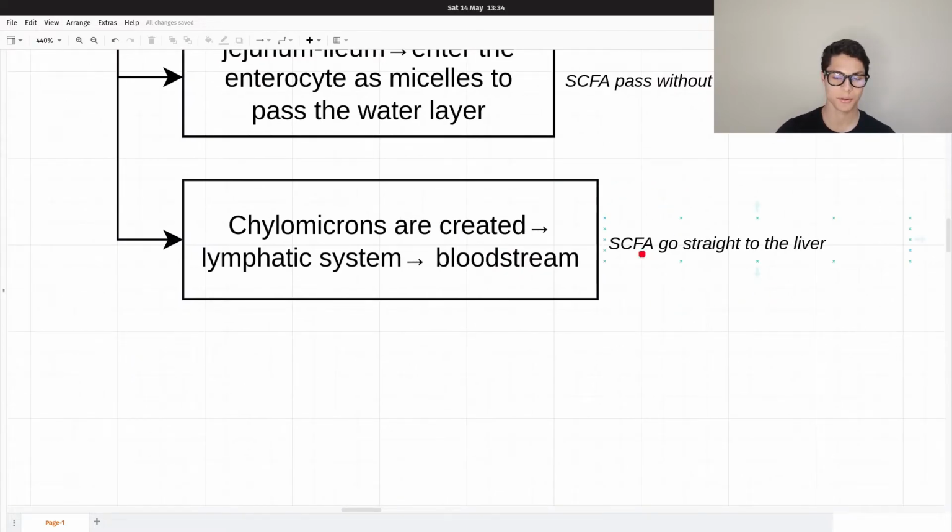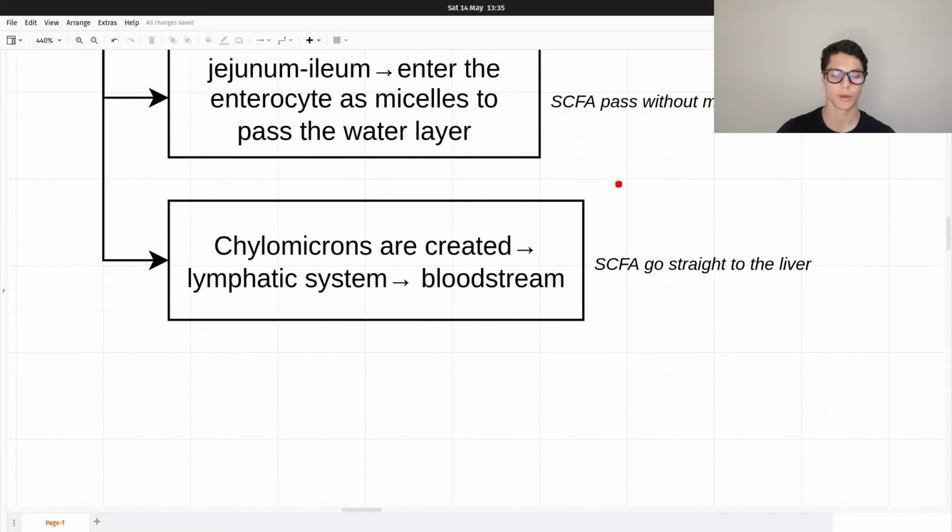But once again, short chain fatty acids go straight to the liver because they enter into the post-hepatic circulation that goes straight to the liver. On the other hand, the lymphatic system brings those chylomicrons to the systemic circulation, and they will eventually go through the tissues and then to the liver.